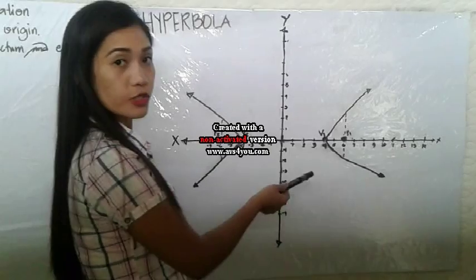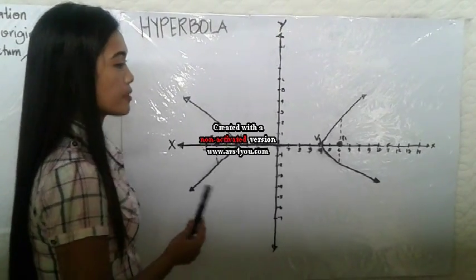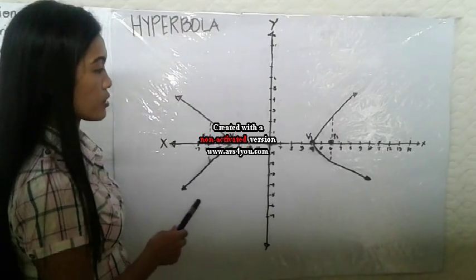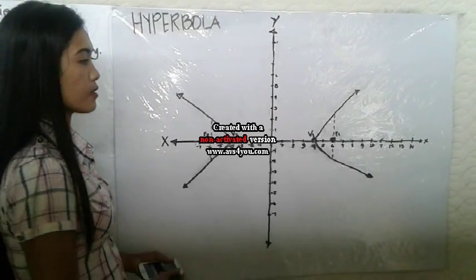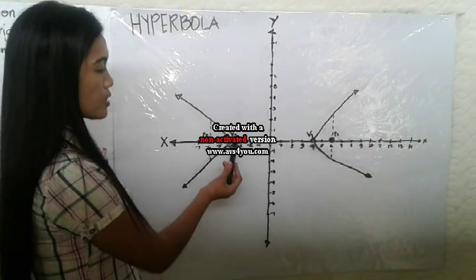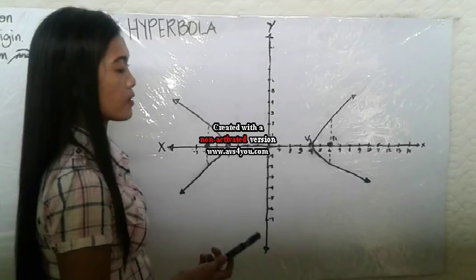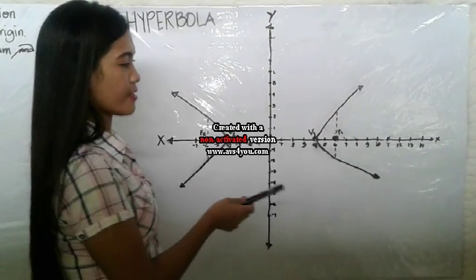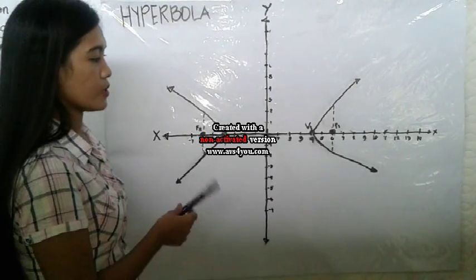The line passing through the foci is called the transverse axis, and the points of intersection of the hyperbola with the transverse axis are called the vertices. This is our vertex 1 and this is our vertex 2. The center is the midpoint of the segment connecting the foci. The line passing through the center perpendicular to the transverse axis is called the conjugate axis.